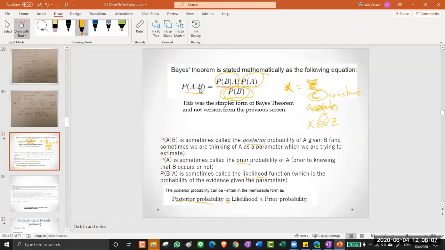So this is called the posterior. We'll see why that's called the posterior in a minute. This is called the likelihood. We won't really see why that's called the likelihood. And this is called the prior. We'll see why that's called the prior. So anyway, if you say that, then you can write the posterior is proportional to the likelihood times the prior. That's what they have here, right? Does everyone see that?